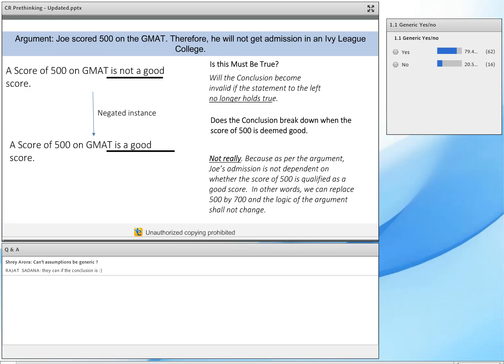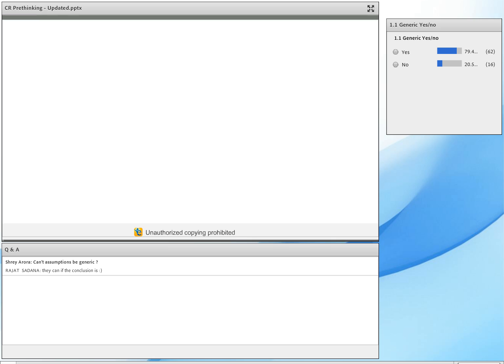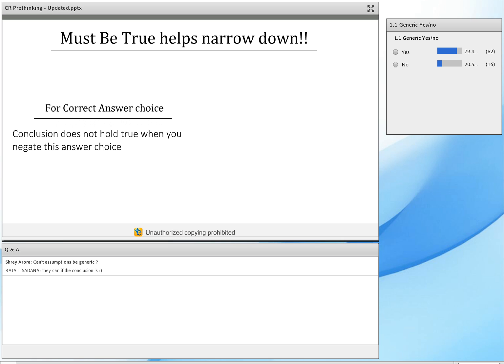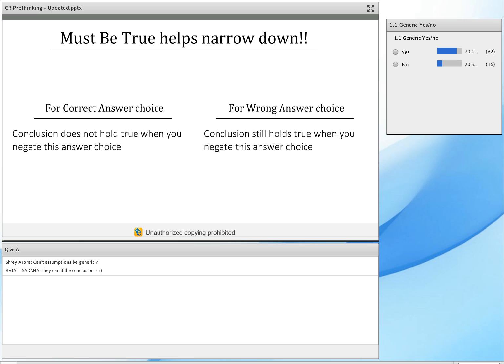And again, some of you may be confused and say this seems super complex. Bear with me. In two more arguments, you're going to really see how this helps you understand this. You're learning a new method, and a new method always seems complex in the beginning. But essentially, must be true helps you arrive at the correct answer. If the answer choice that you're evaluating is the correct answer choice, the conclusion will break down in the presence of the negated version of that answer choice. If the answer choice that you're evaluating is incorrect, the conclusion will not break down when you negate this answer choice.